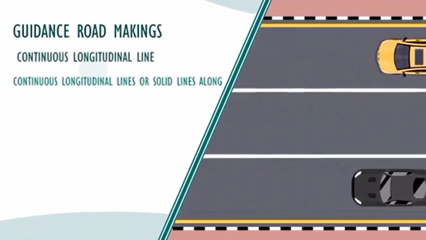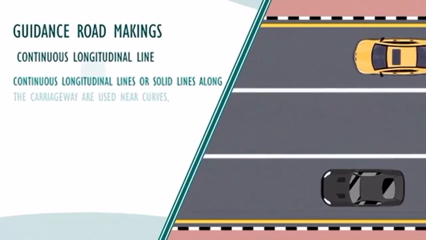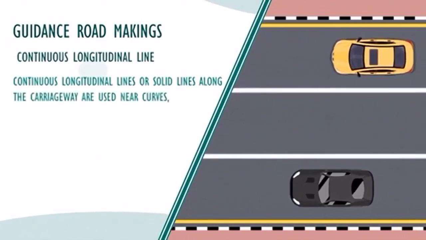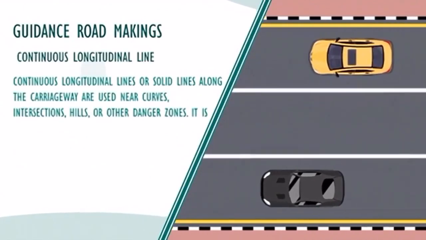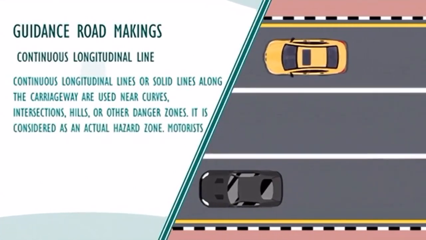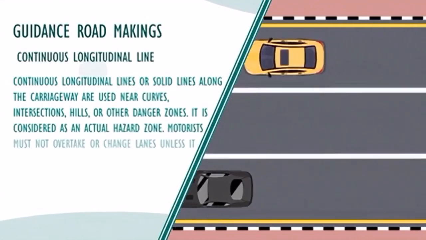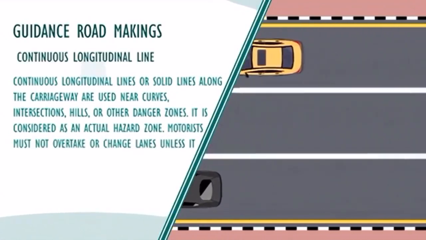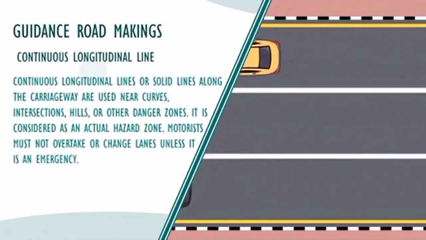Continuous longitudinal lines or solid lines along the carriageway are used near curves, intersections, hills, or other danger zones. It is considered as an actual hazard zone. Motorists must not overtake or change lanes unless it is an emergency.